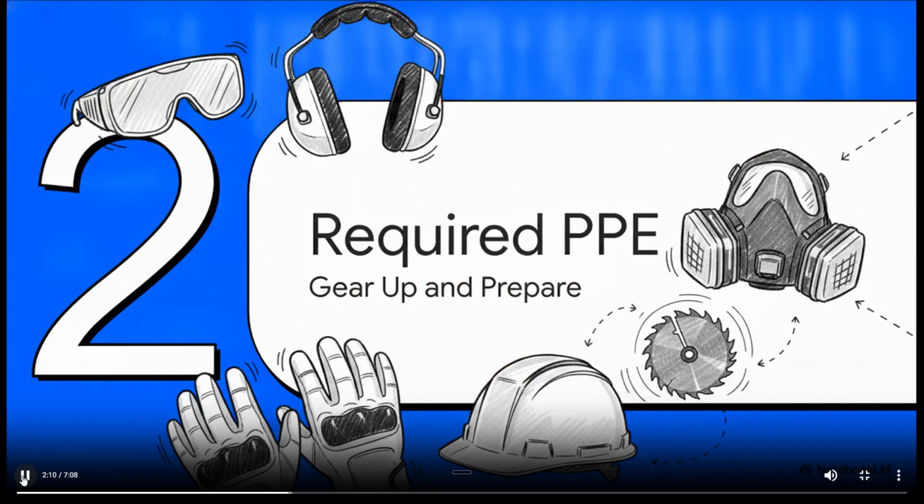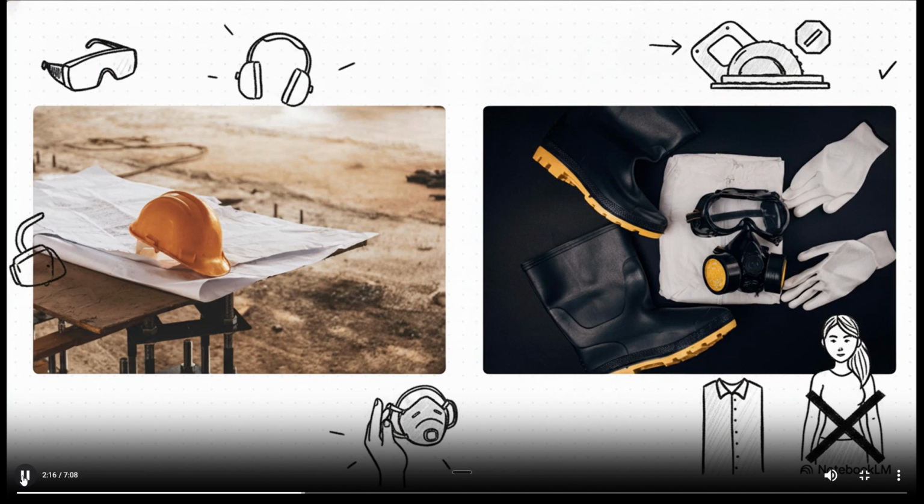Moving on to Section 2. Required PPE and preparation. Let's talk about gearing up. Before you even think about hitting that power switch, you've got to get your gear right. We're talking safety glasses to deflect high-speed splinters, hearing protection for the sustained noise, safety boots, and a dust mask. But hey, it's not just about what you put on, it's about what you tuck in. You must ensure your clothes are close-fitting and long hair is securely tied back.